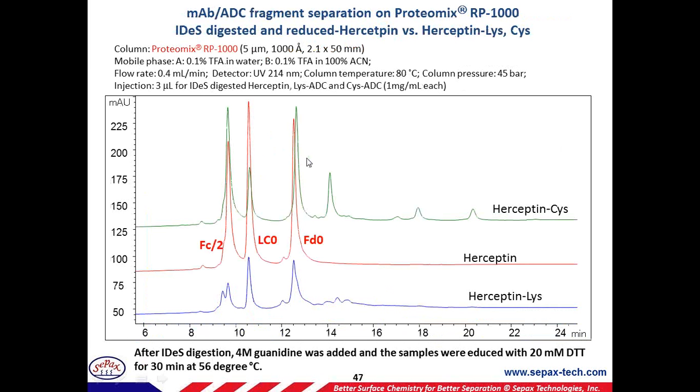We also tried to reduce it. After IdeS digestion, we added 4 molar guanidine, and the sample is reduced with 20 millimolar DTT for half an hour at 56 degrees. So you can see the different fragments here, and also with the Herceptin cysteines, with different drug conjugates. And it's interesting, you get more information and slightly better peak shapes with the Herceptin lysine in comparison to the other, just directly reduced.